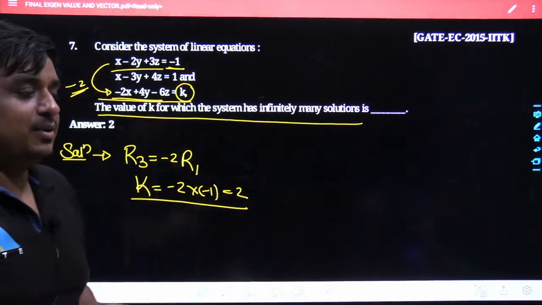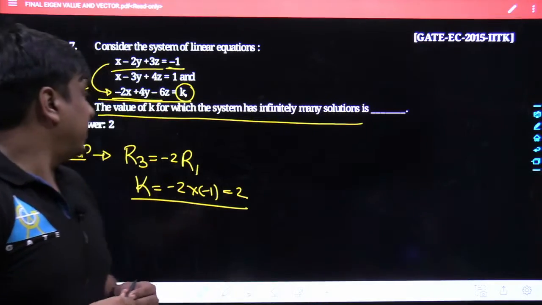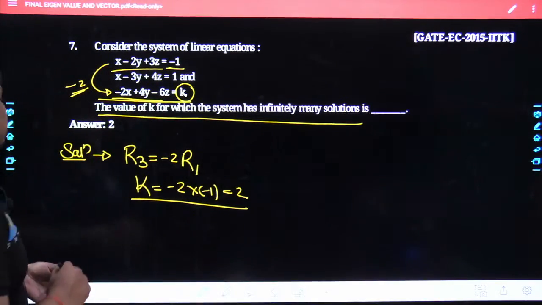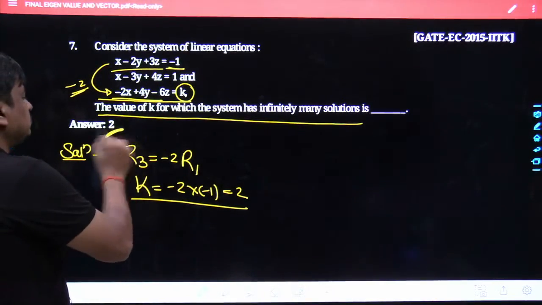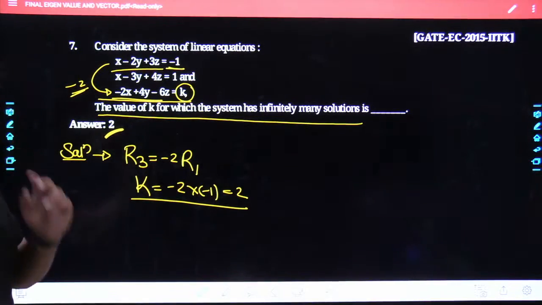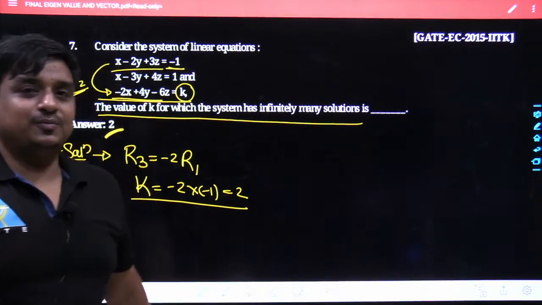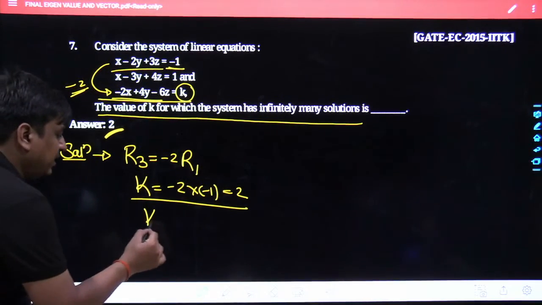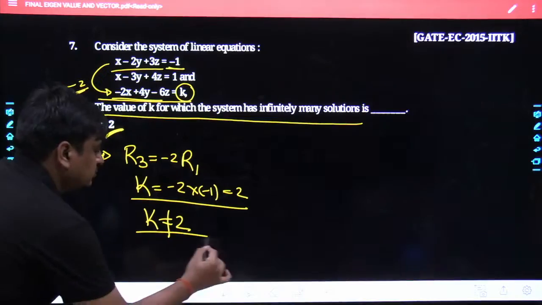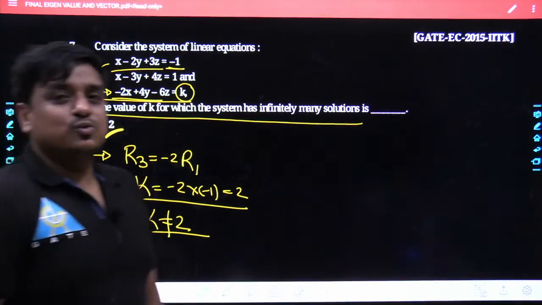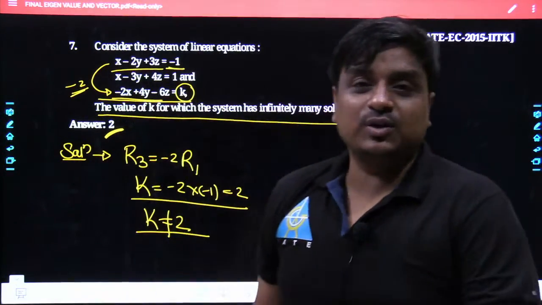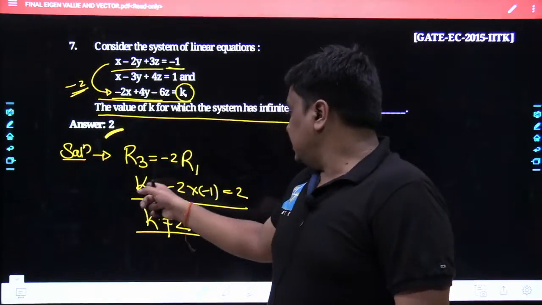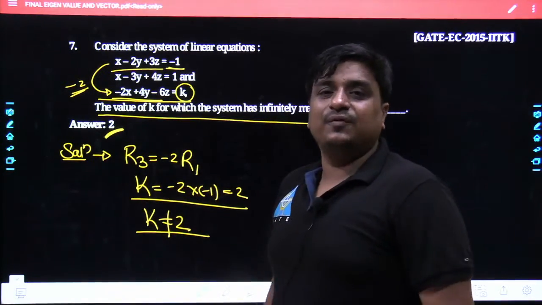You'll have infinitely many solutions, and that's what the answer is. Is that part clear? May I know what happens if k is not equal to 2? If k is not equal to 2, what would be the solution? In case of k equals 2, you have got infinitely many solutions.